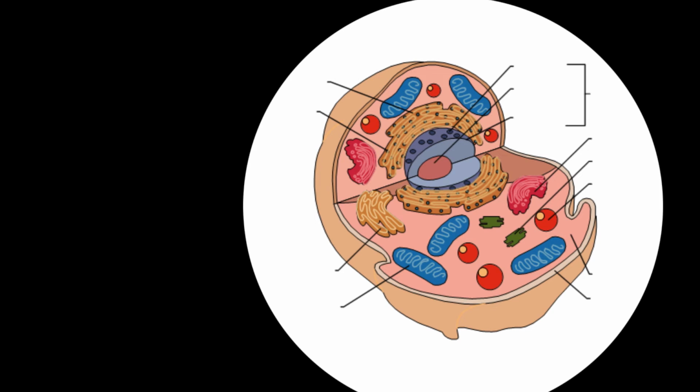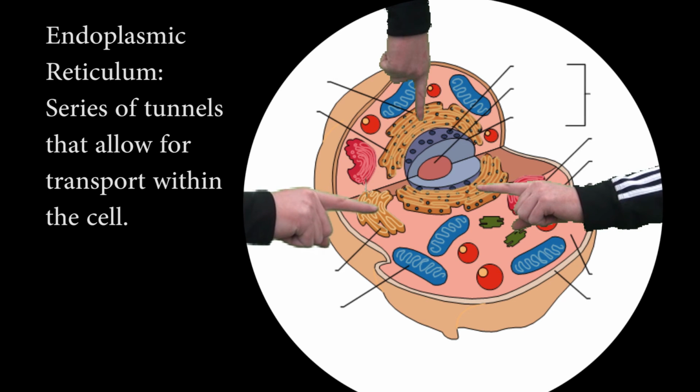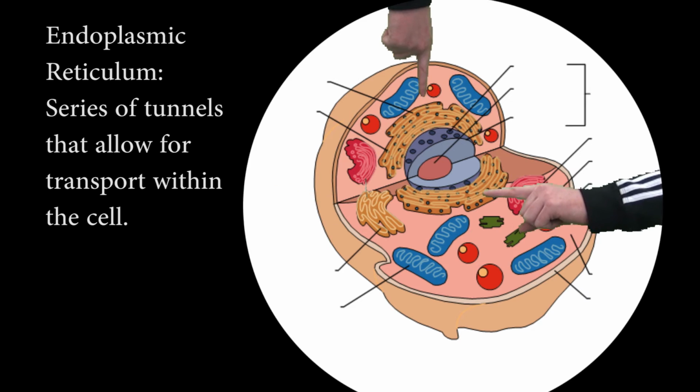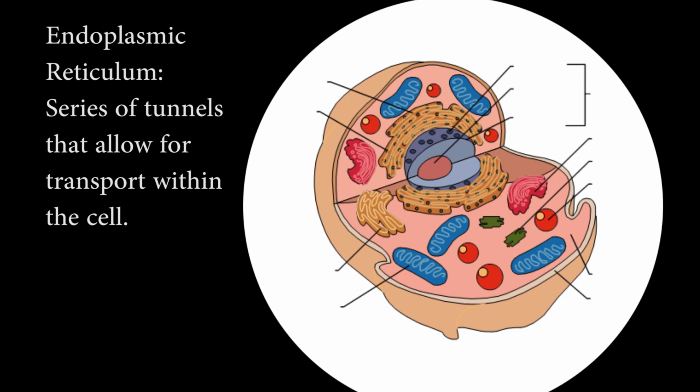Alright, the next organelle we're going to look at is the endoplasmic reticulum. Really just a fancy name for a series of tunnels or tubes that kind of run throughout the cell that allow chemicals or other molecules to be transported from different parts.